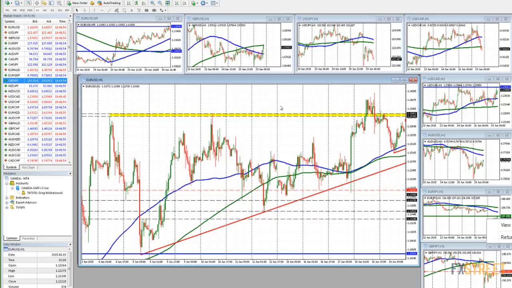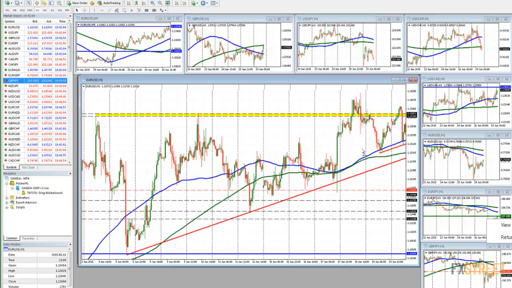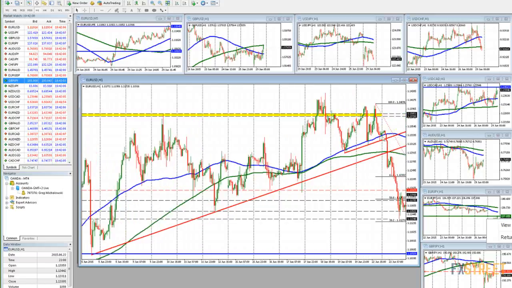about 90 or so pips. If you can catch on that trend, good for you. What do we do? We run into the 100-hour moving average, and this is that first test of the three little failed breaks that we showed right here.